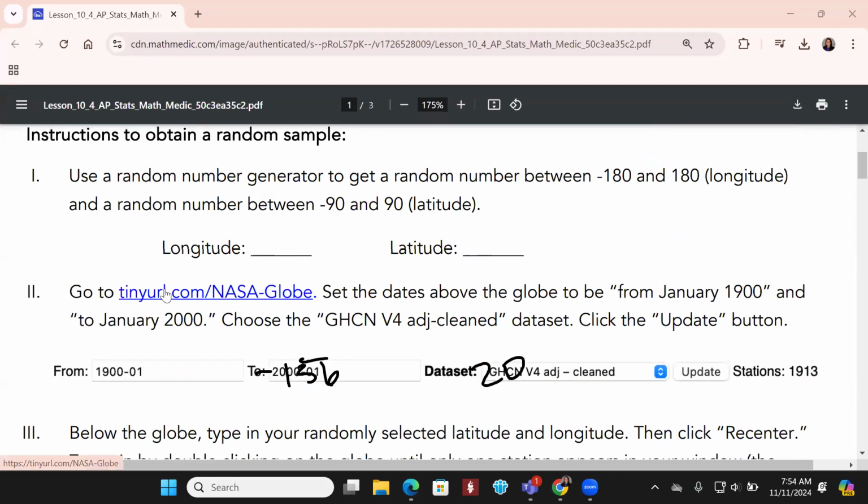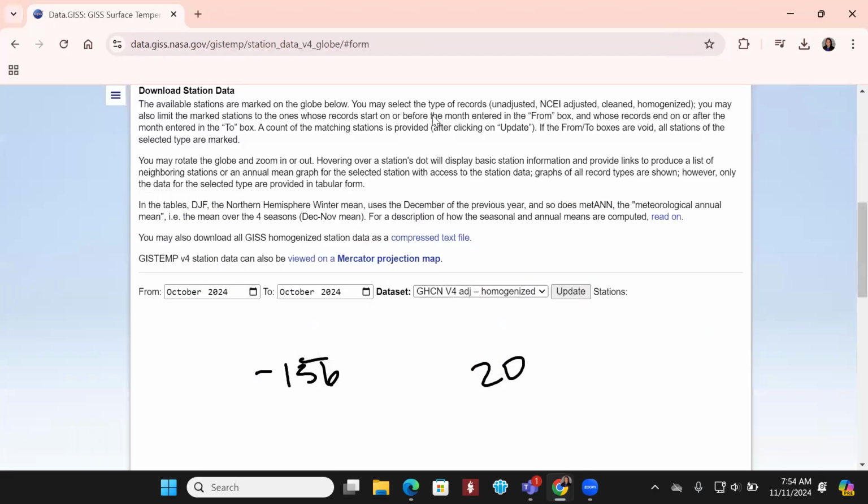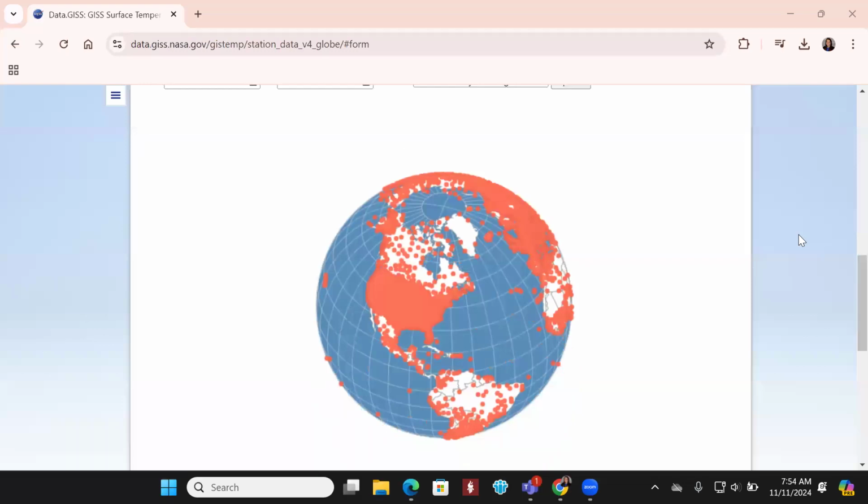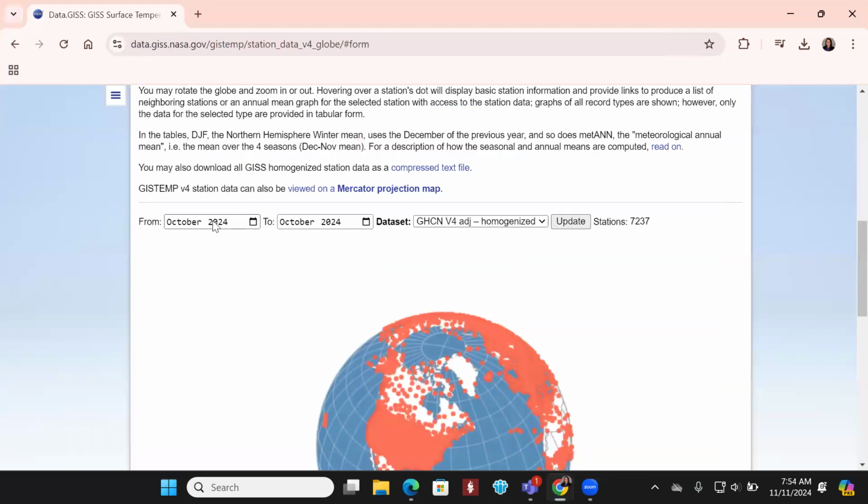All right. So go to tinyurl.com/NASA globe, select the dates above from the globe to be from January 1900 to January 2000. Choose this one and then click update. So I'm going to just show you what the website looks like since all of you aren't going to do it. Here's a globe. Okay, so this, you would change it to January 19. Clear. January.